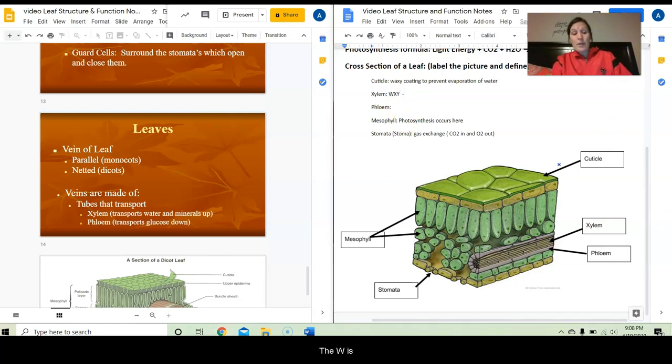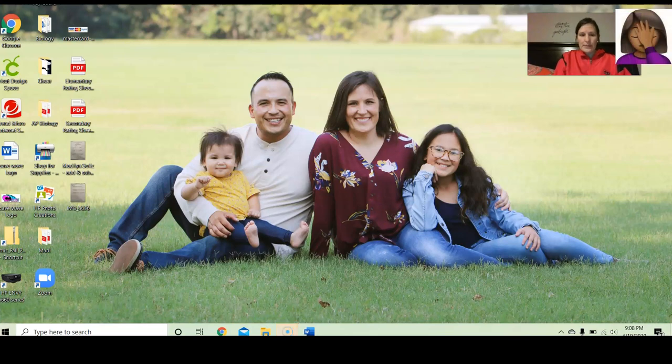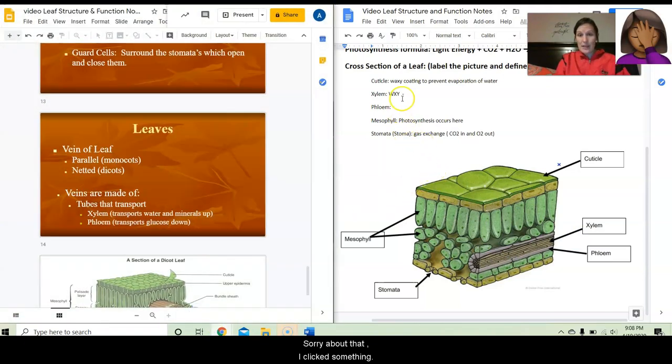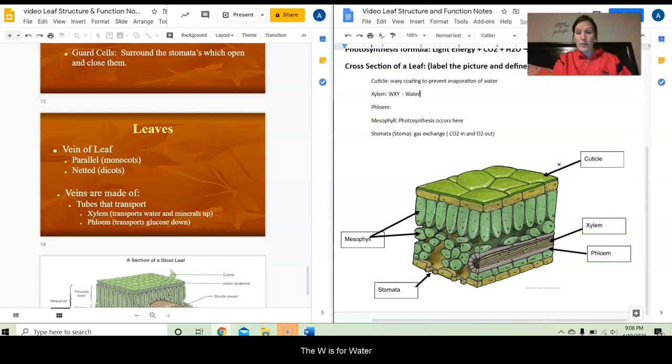The W is, oh, well, what did I just do there? Sorry about that. I clicked something. The W is for water. And the XY is for the xylem. Okay, so this is how you remember. What does the xylem transport? The xylem transports water, WXY.